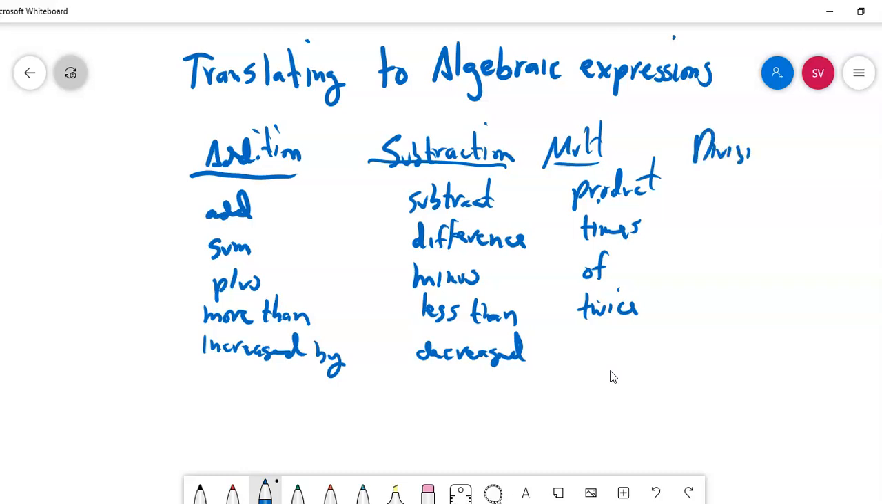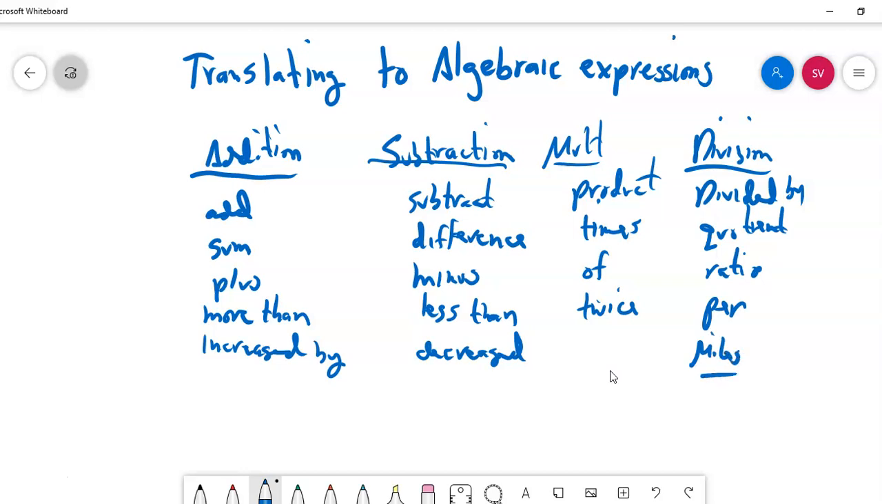And then we have division. You see the word divided by, or quotient, or the word ratio, or the word per, such as miles per hour. Well, it's miles over hour, for instance. And that'd be for per. So let's look at some examples here.